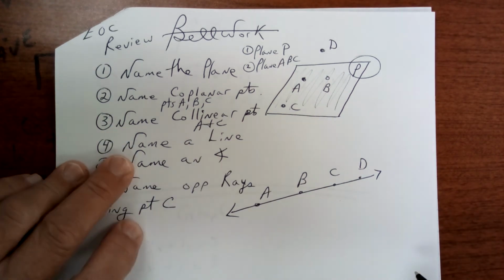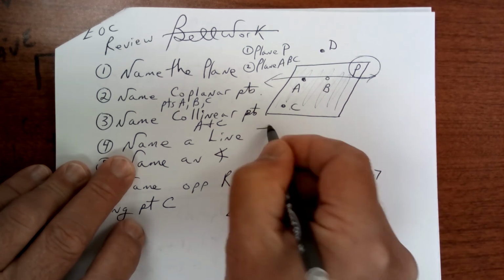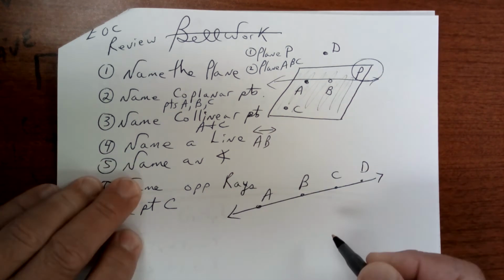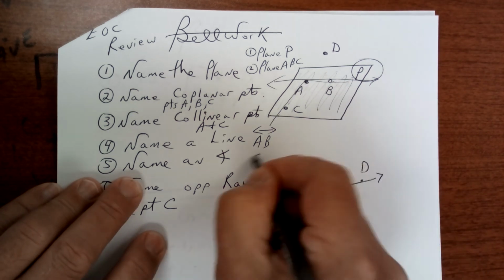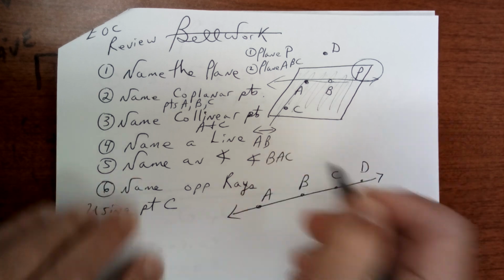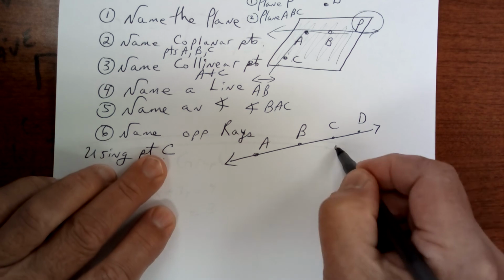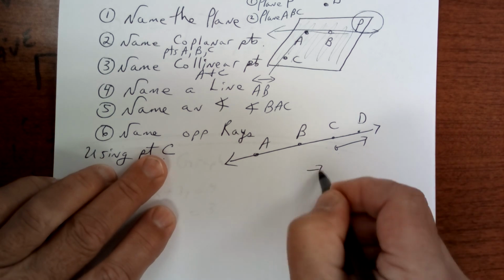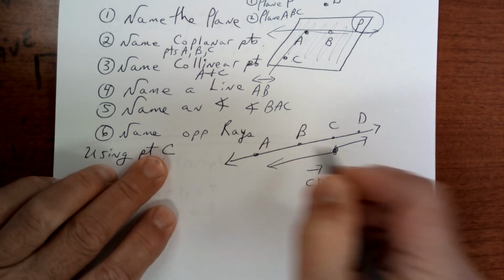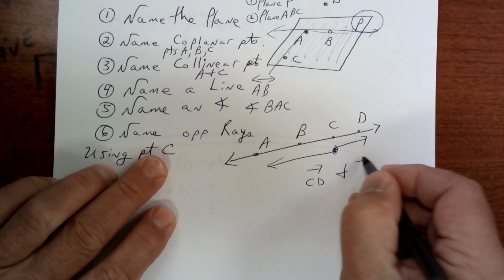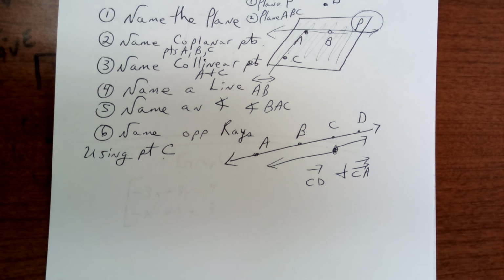Name a line. You could say line AB, and that works. Name an angle. You could say angle BAC. Okay, name opposite rays. You had this one yesterday, starting with point C. So you would say ray CD, and you would say ray CA or CB, and ray CA. And you're done. Get rid of one of these arrows.